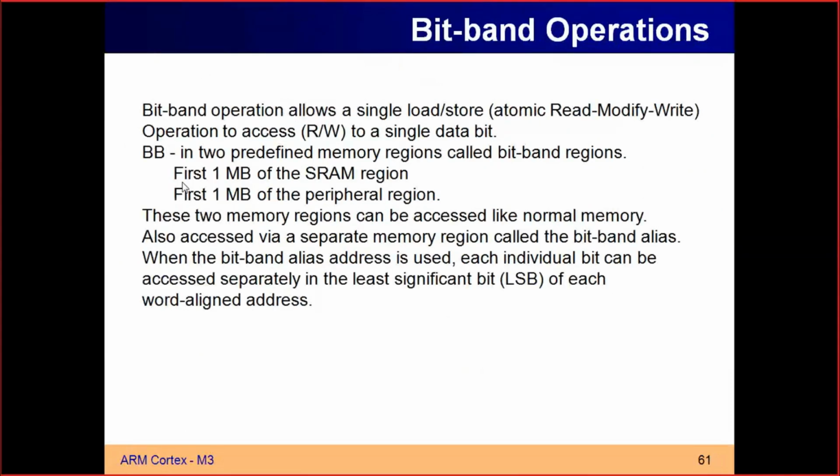So the first 1 MB in the SRAM region is known as the bit band region. Similarly, the first 1 MB in the peripheral region is also known as a bit band region, and the 32 MB is known as the bit band alias. Right. So what do you mean by bit band region and bit band alias?